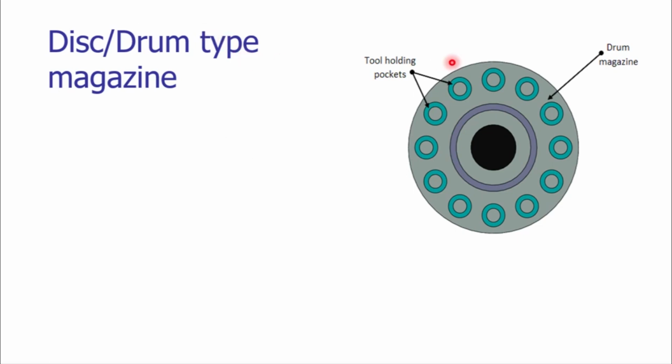The arrangement is very simple. We are using a disc or a drum, and on the surface of the disc or the drum we are generating tool holding pockets. Inside the tool holding pockets, the tools are mounted. The drum or the disc will be mounted on a spindle, on an indexing mechanism which we have seen in our previous lecture. As per the indexing programmed in the CNC machine tool, we get the required tool at the tool pickup station, at the tool pickup point.